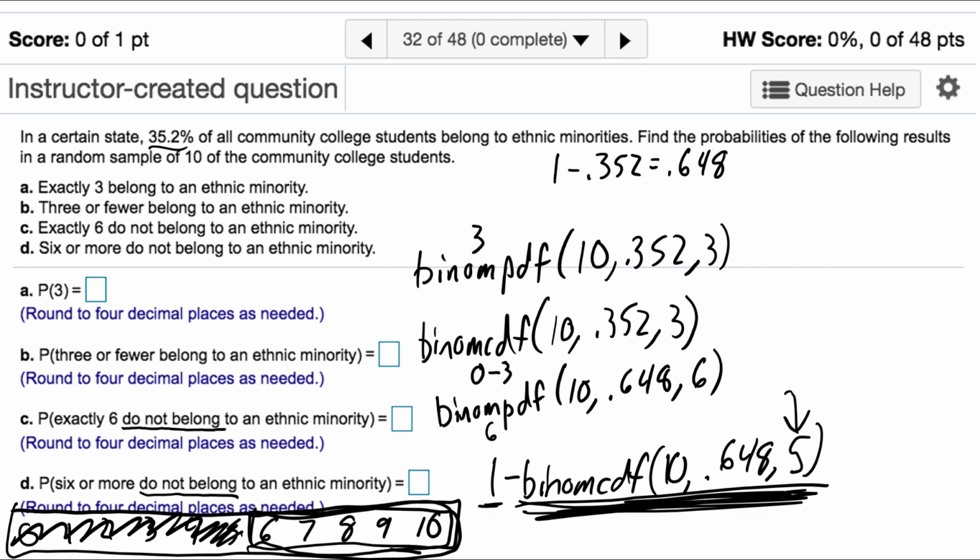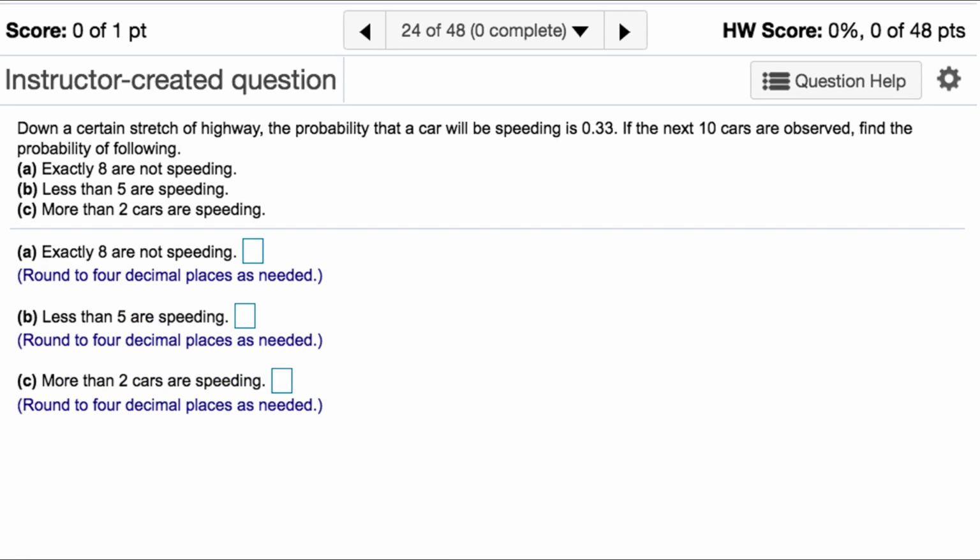All right. Next question is another binomial distribution question. We won't work through this one, but it's very similar to the last one. So it says down a certain stretch of highway, the probability that a car will be speeding is 0.33. If the next 10 cars are observed, find the probability of the following. Exactly 8 are not speeding, so that's an exact one. That's going to be a binomial PDF.